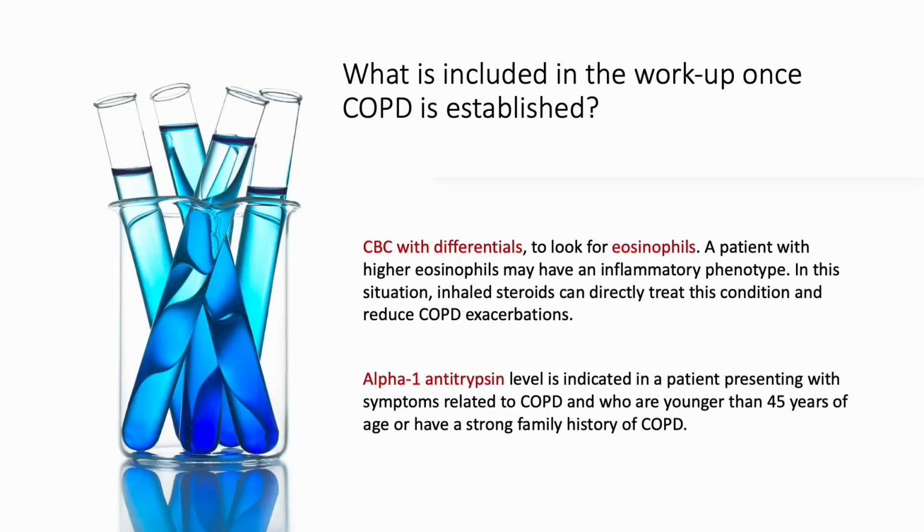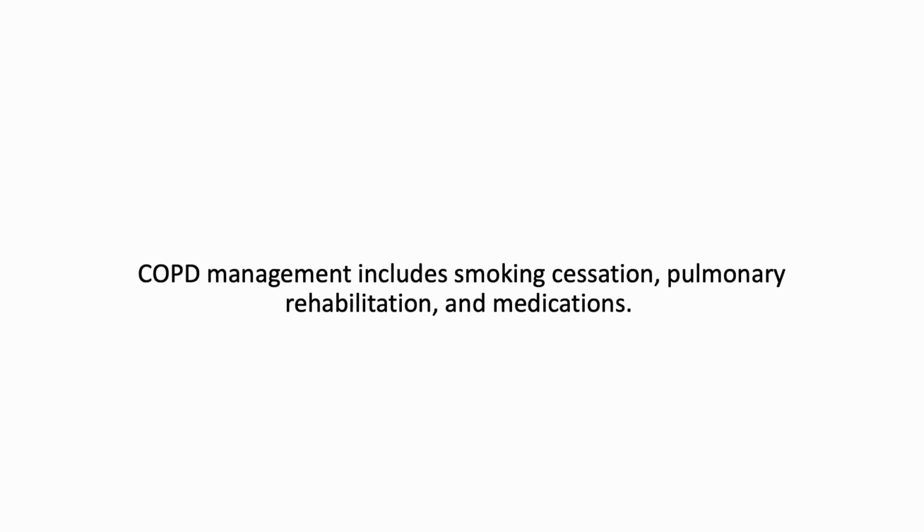What is included in the workup once COPD is established? CBC with differentials to look for eosinophils is very important. A patient with higher eosinophils may have an inflammatory phenotype. In this situation, inhaled steroids can directly treat this condition and reduce COPD exacerbations. Alpha-1 antitrypsin level is indicated in a patient presenting with symptoms related to COPD who is younger than 45 years of age or has a family history of COPD.